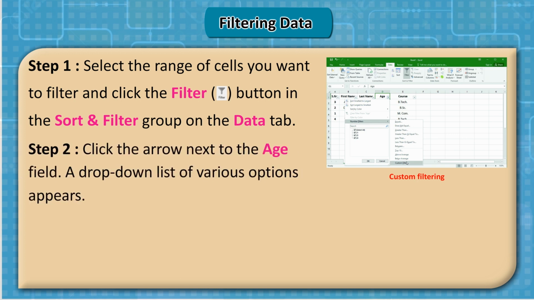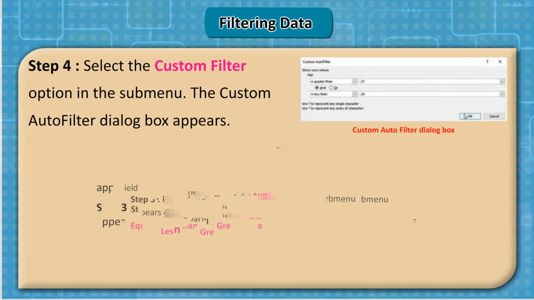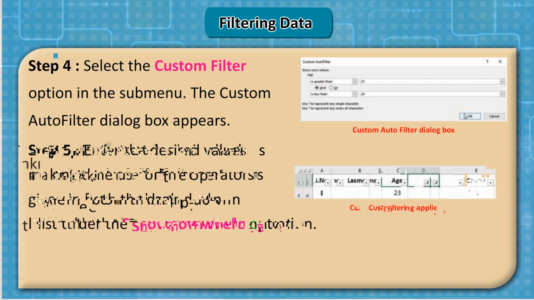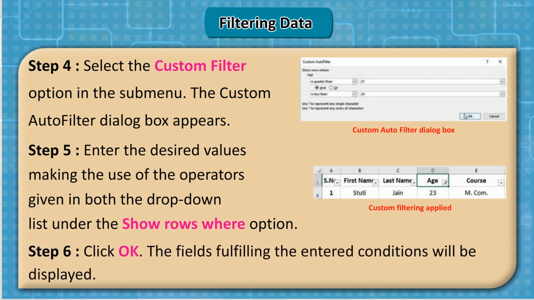Step 2. Click the arrow next to the Age field. A drop-down list of various options appears. Step 3. Place the cursor on the Number Filters option. A submenu appears containing various operators to compare numbers such as equals, less than and greater than. Step 4. Select the Custom Filter option in the submenu. The Custom AutoFilter dialog box appears. Step 5. Enter the desired values, making use of the operators given in both the drop-down lists under the Show Rows Where option. Step 6. Click OK. The fields fulfilling the entered conditions will be displayed.